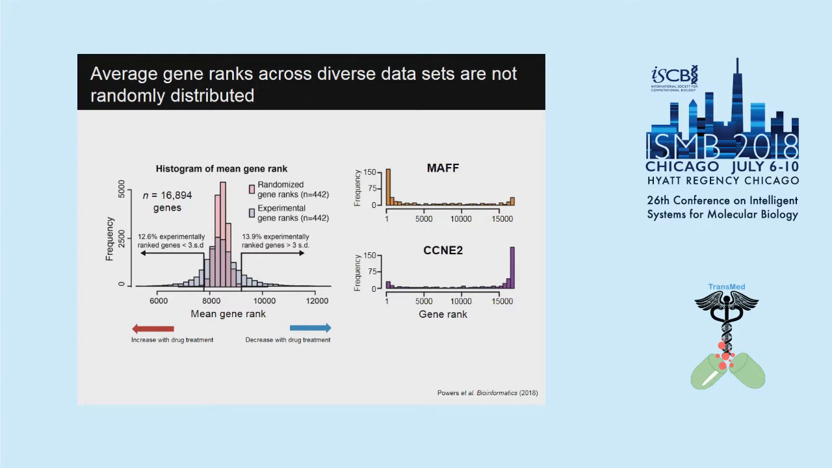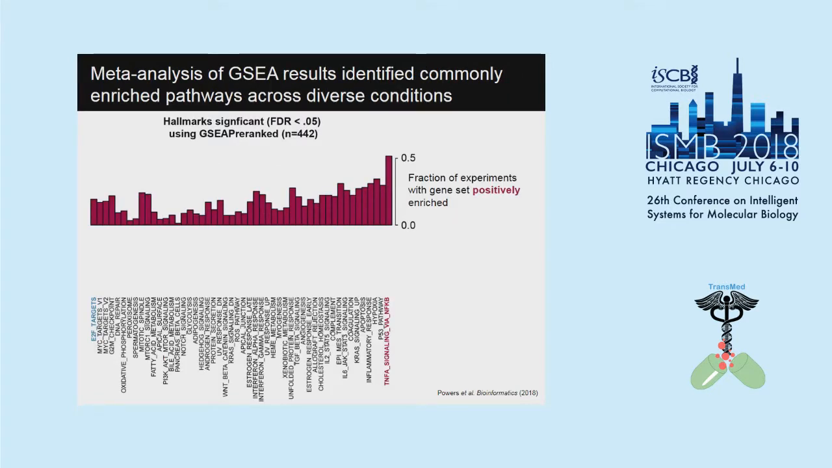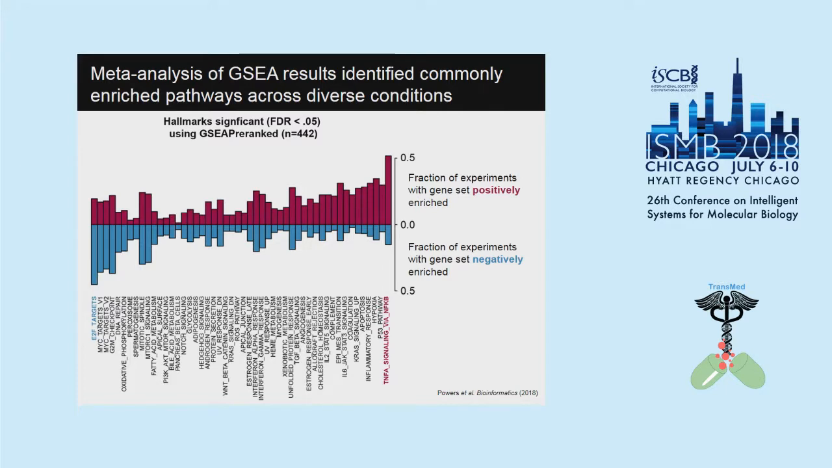So to test this further, I took the 442 experiments that I curated, ran them all through GSEA, and tallied up the results. What I'm showing you here now is, for the 50 different hallmark gene sets, the proportion of those 442 experiments that have that gene set positively enriched, significant at an FDR-adjusted p-value of 0.05. To take an extreme example, you can see that TNF-alpha signaling is positively enriched significantly with GSEA in 53% of these experiments. And we can see a similar trend with some of the negatively enriched gene sets. E2F targets and other proliferation and cell cycle related pathways are consistently downregulated and negatively enriched in this wide variety of experiments.